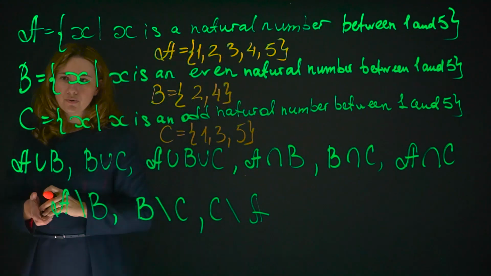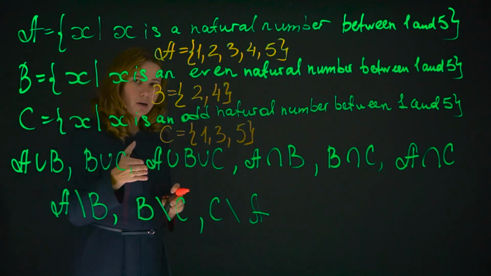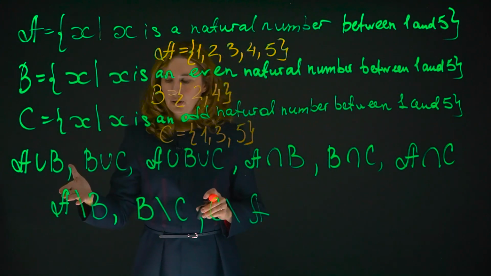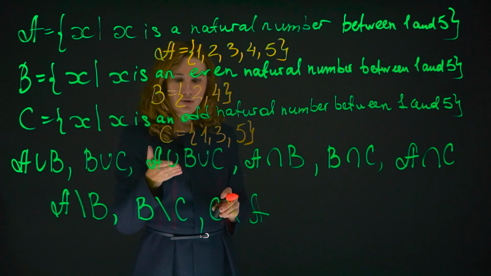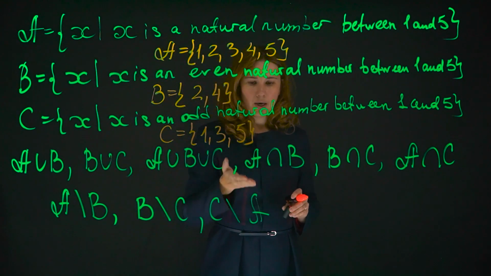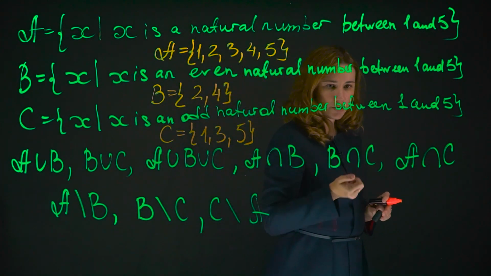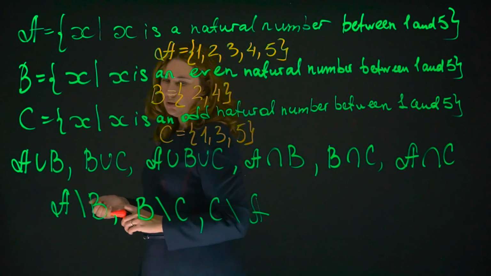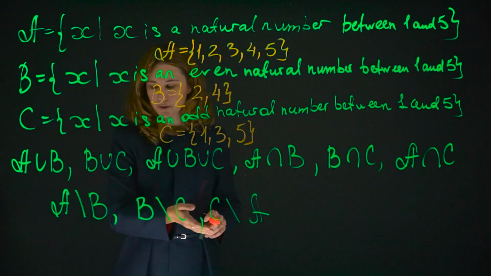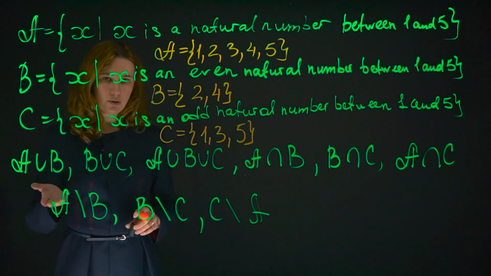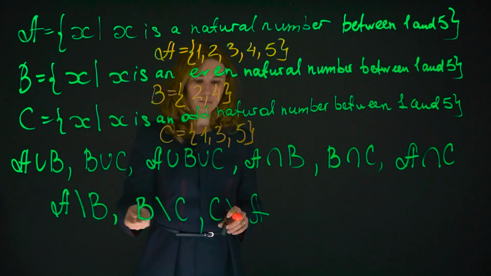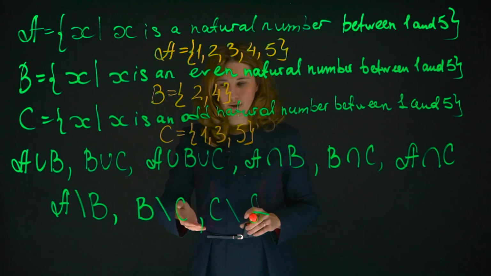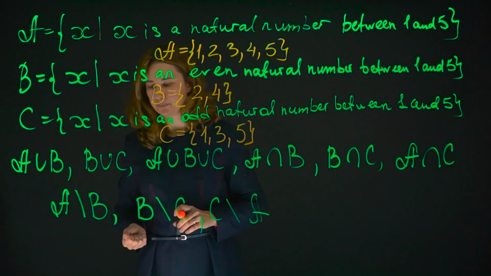The problem is to find the result of the following operations: A union B, B union C, A union B union C, A intersection B, B intersection C, A intersection C, and the following relative complements: the complement of B and A, the complement of C and B, and the complement of A and C, or C minus A, B minus C, and A minus B.